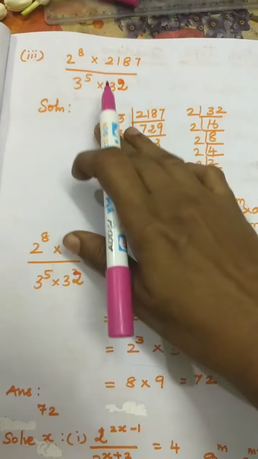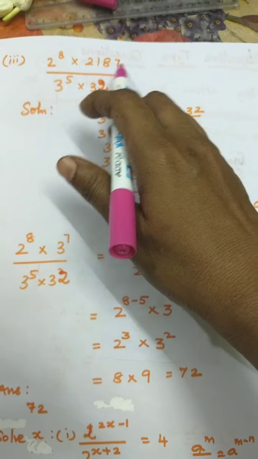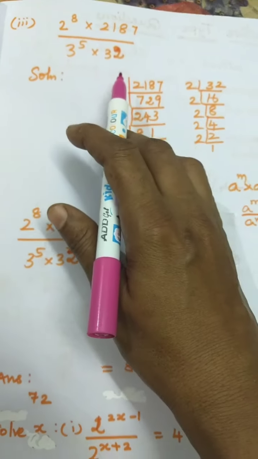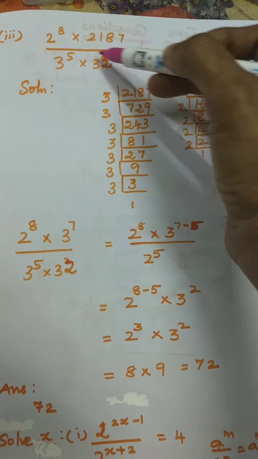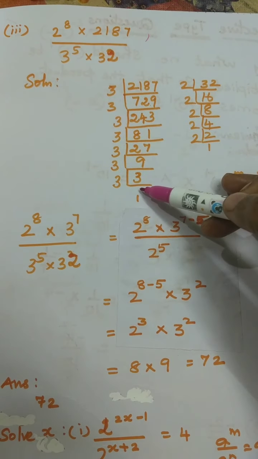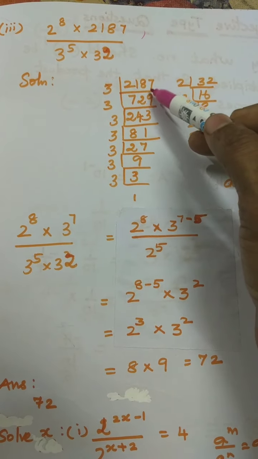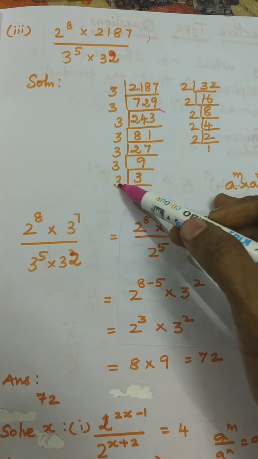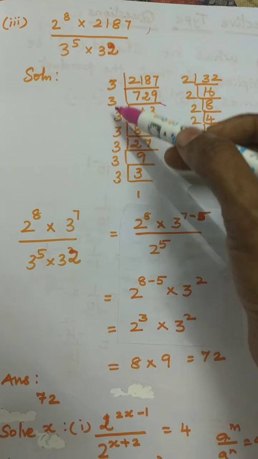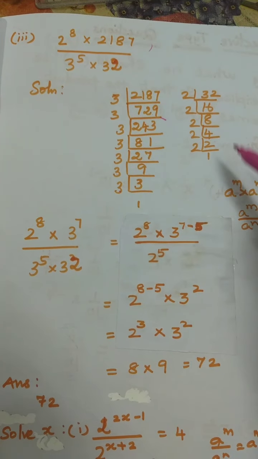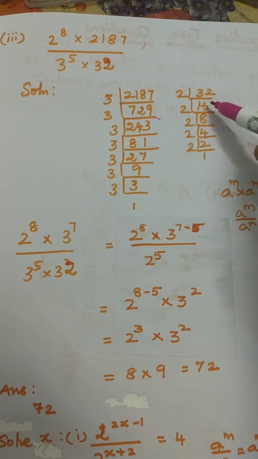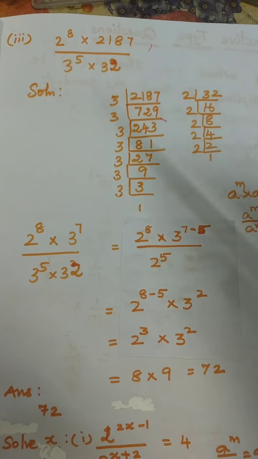Okay. Then the third sum. 2 power 8 into 2187 divided by 3 power 5 into 32. Okay. You have to split this 2187 like this. It is 3 table 729, again 3 table, again 3 table. How many 3s? 1, 2, 3, 4, 5, 6, 7 3s. Again you have to divide the 32 by 2 table. 1, 2, 3, 4, 5 2s.